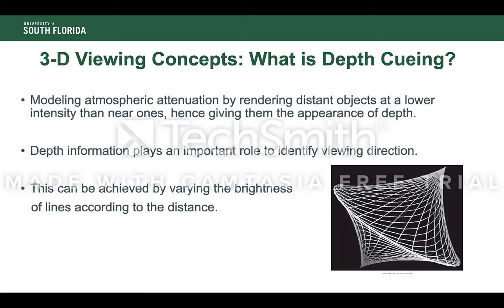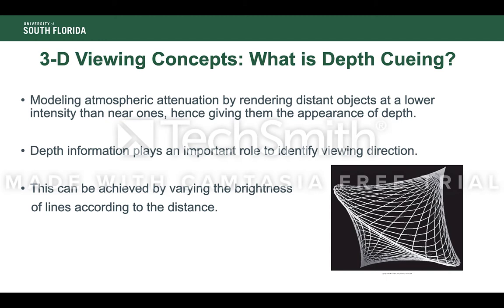Let's take a look at a different concept, which is called depth cueing. To make an object look 3D, we need to give it depth. That's the basic requirement. The textbook definition says: modeling atmospheric attenuation by rendering distant objects at a lower intensity than near ones, hence giving them the appearance of depth. So this is called depth cueing. This is the basic definition.